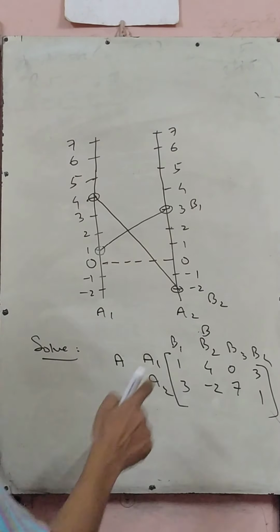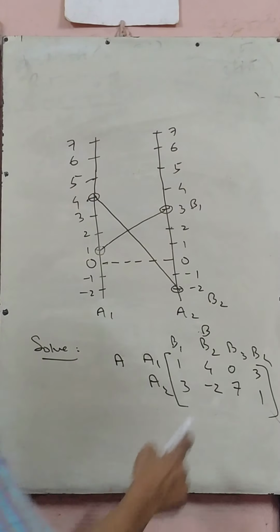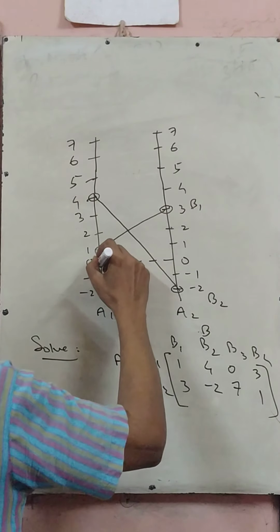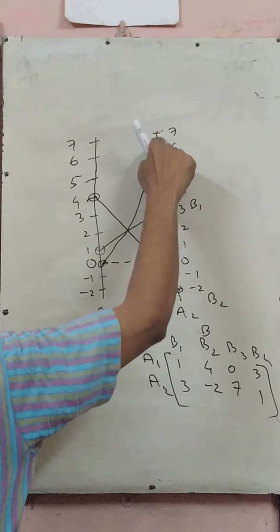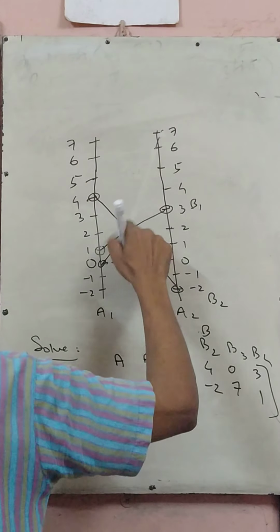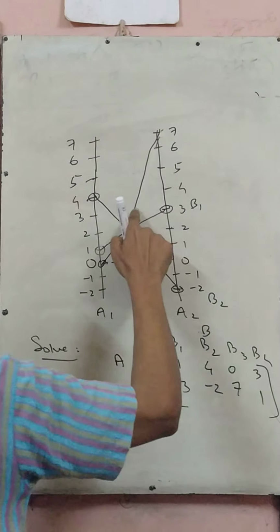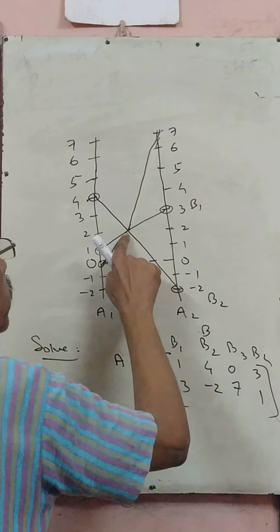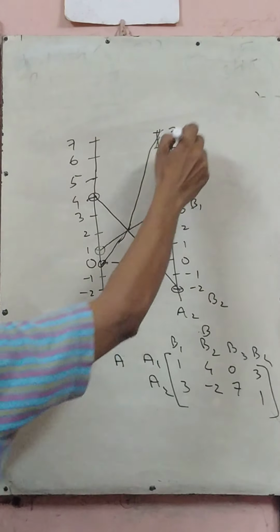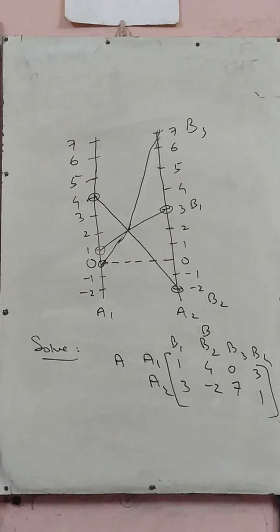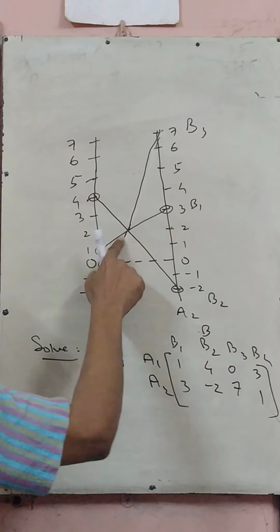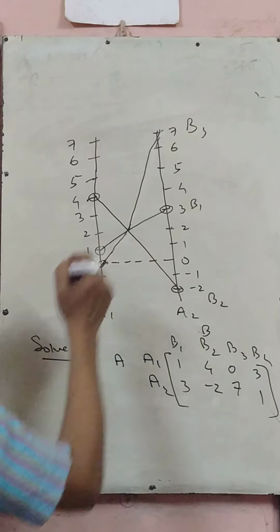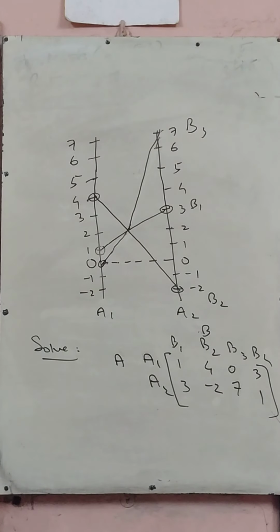Take the next line, B3. B3 is 0 and 7. So B3 will be 0 and 7, somewhere here. I will show the diagram in a better way because I am drawing without any scale. Something like this. This is the B3 line. You have to draw very properly with scale. I will show the better drawing after this. This I have checked already.